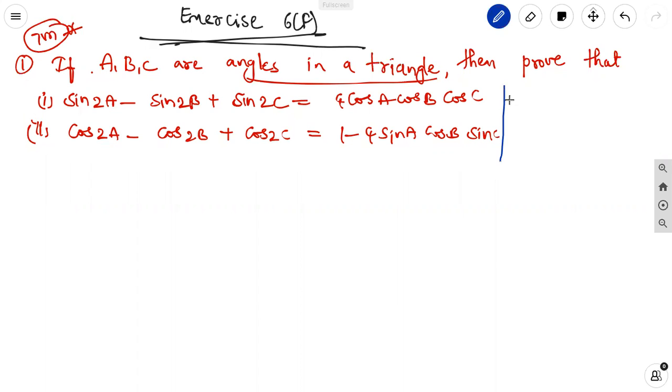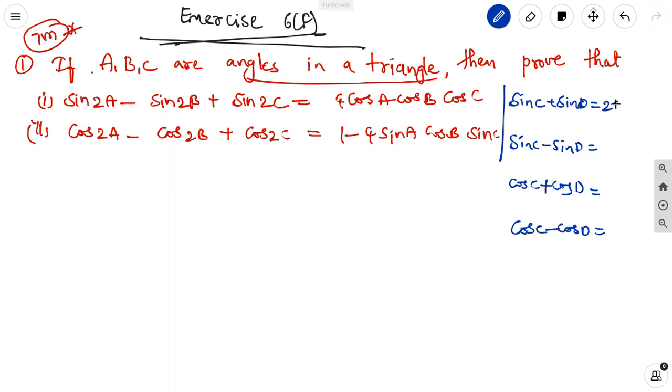You have an idea about the formulas: sin C plus sin D formula, sin C minus sin D formula, cos C plus cos D formula, cos C minus cos D formula. Sin C plus sin D means 2 sin of (C plus D) by 2 cos of (C minus D) by 2.